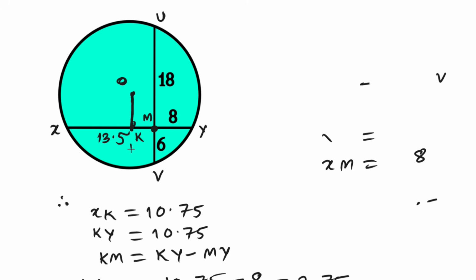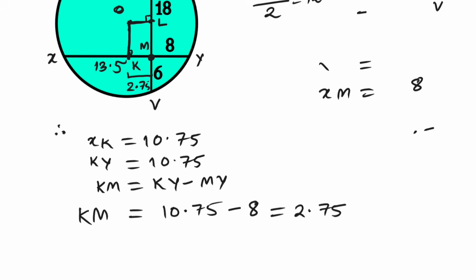Great. Now let's move to the vertical chord. The full length of chord UV is simply UM plus MV. That is 18 plus 6, giving 24 units. Again, the radius drawn perpendicular to a chord bisects the chord, so UL equals LV. Each half of the 24-unit chord is 24 divided by 2, which equals 12. Therefore, LV equals 12 units.